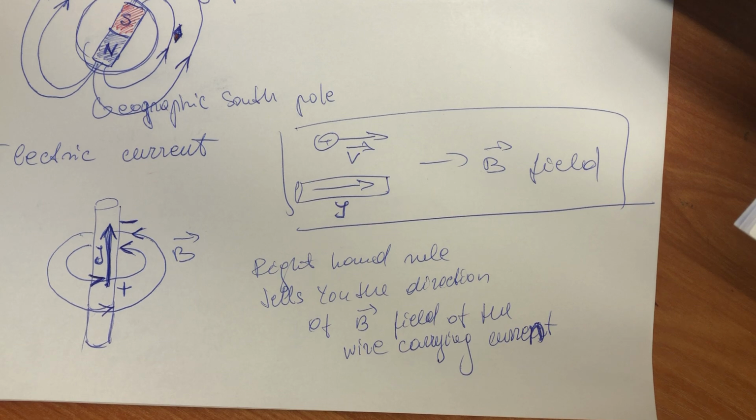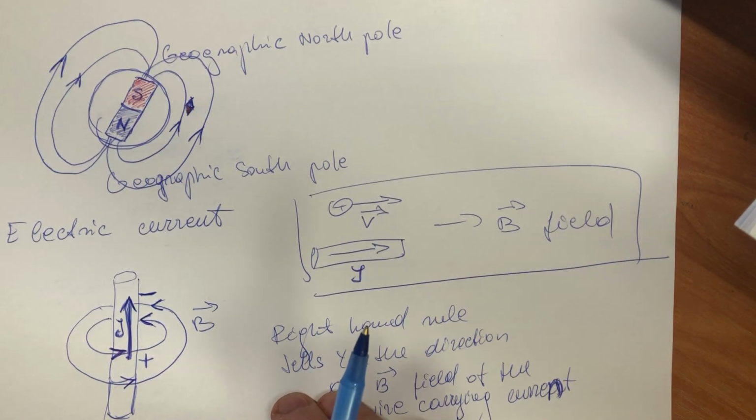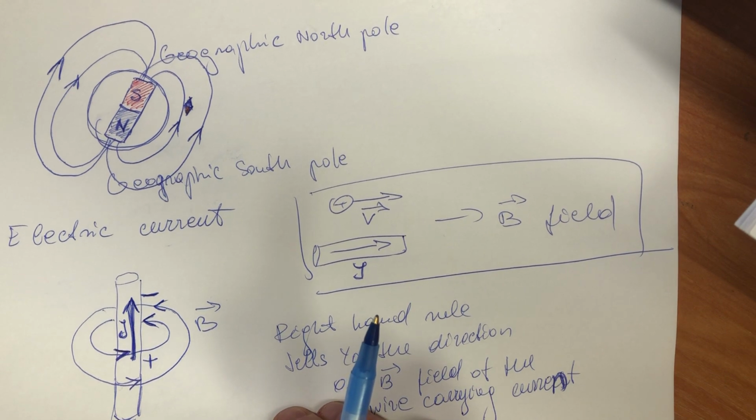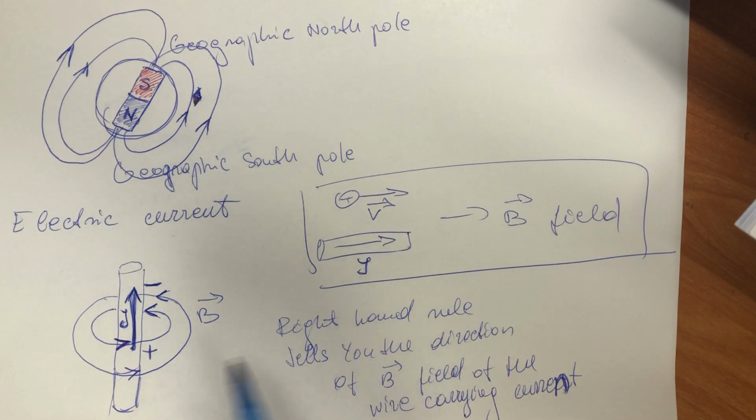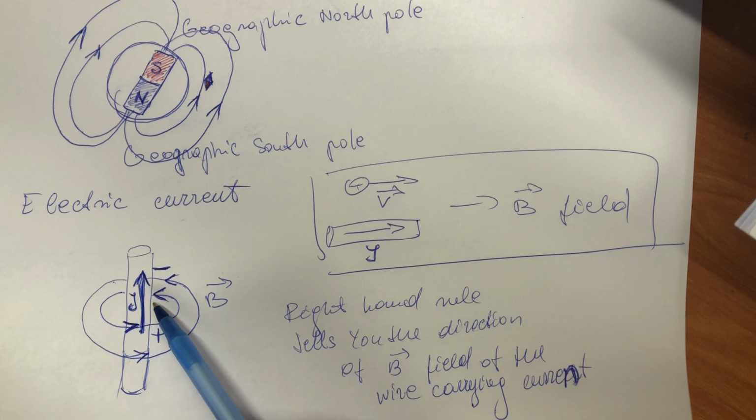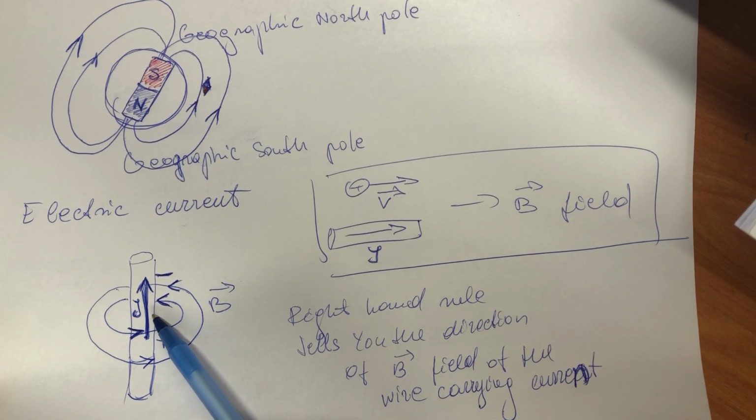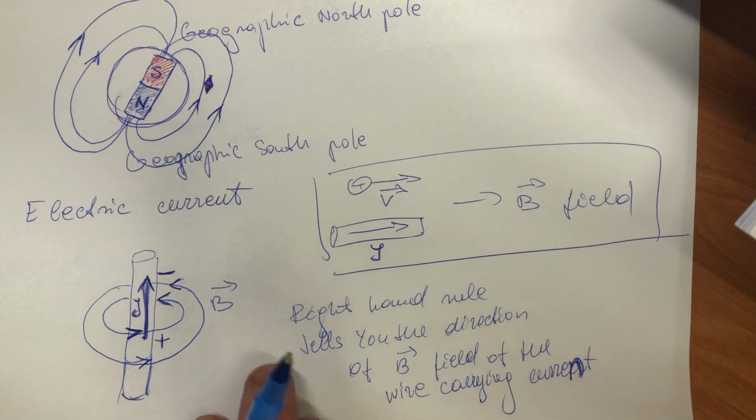Now you see, a wire produces a magnetic field. So imagine if we turn this wire into a coil.